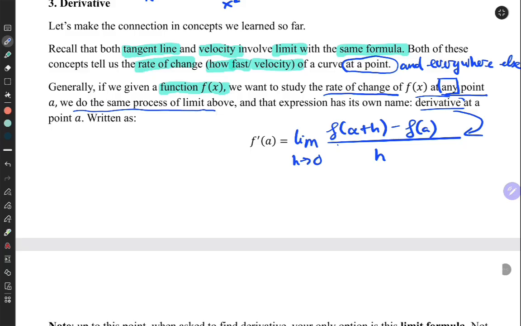Derivative at a point. Okay. And this notation is written out like this, read out loud like this: f prime of a. That notation is called prime. f prime of a is basically the derivative of f at a.